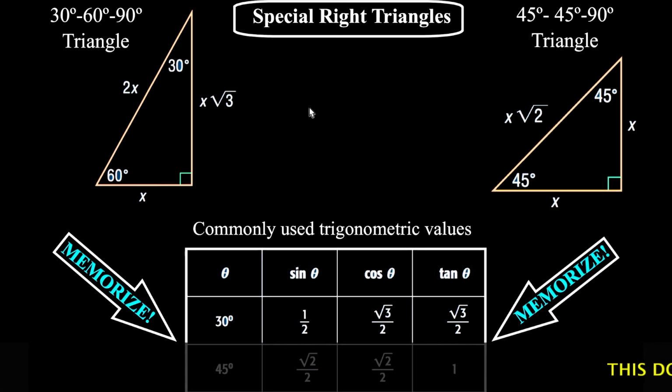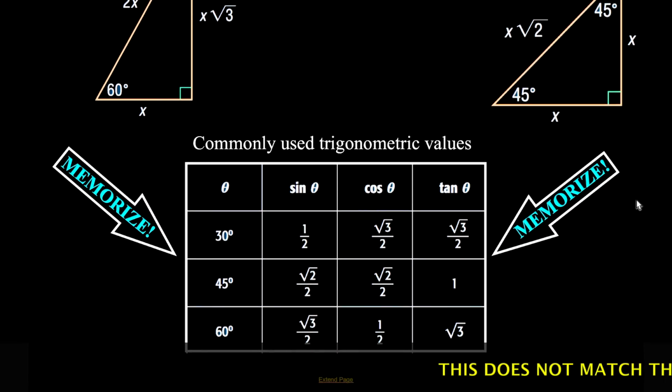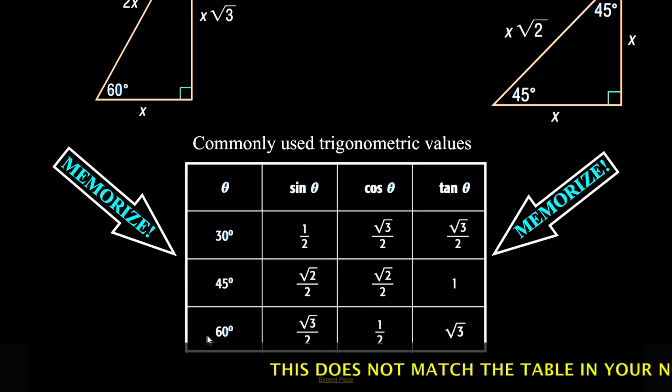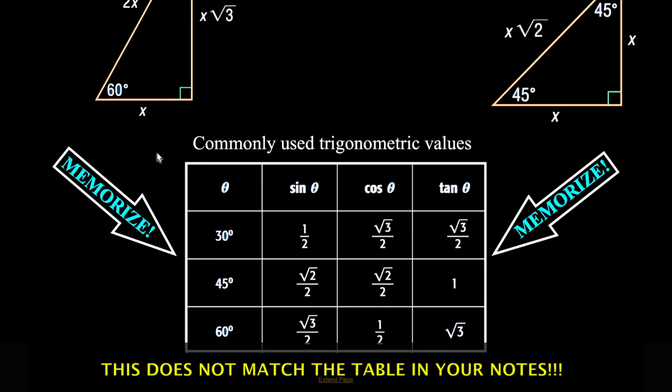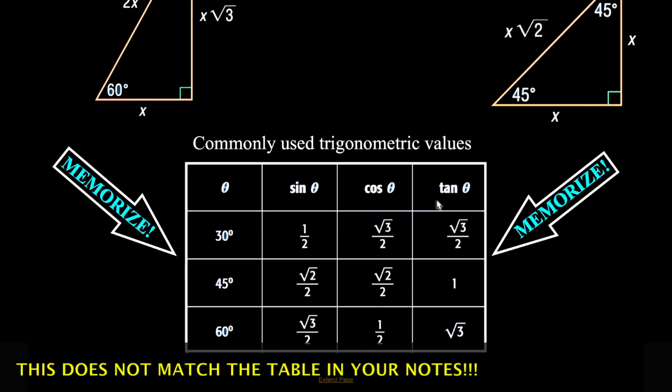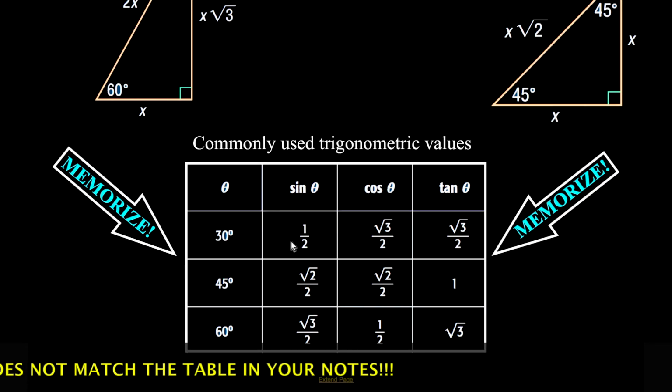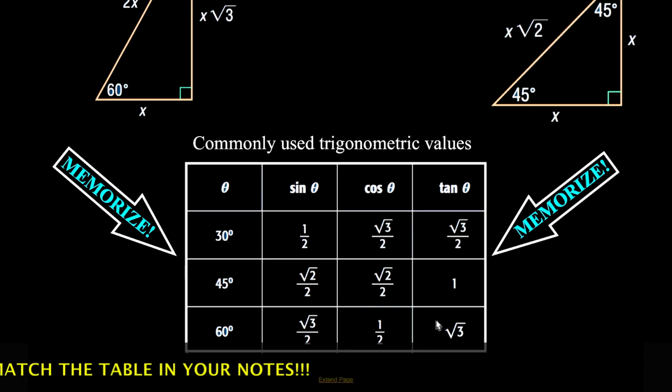The other thing I'm going to ask you to memorize is commonly used trig values. So for 30, 45, and 60, you will be using these quite a lot, and I want you to know the exact values. I will give you this table, and it'll be blank. I know it was blank in your notes, but I want you to fill in each of these values. Please fill them in carefully.